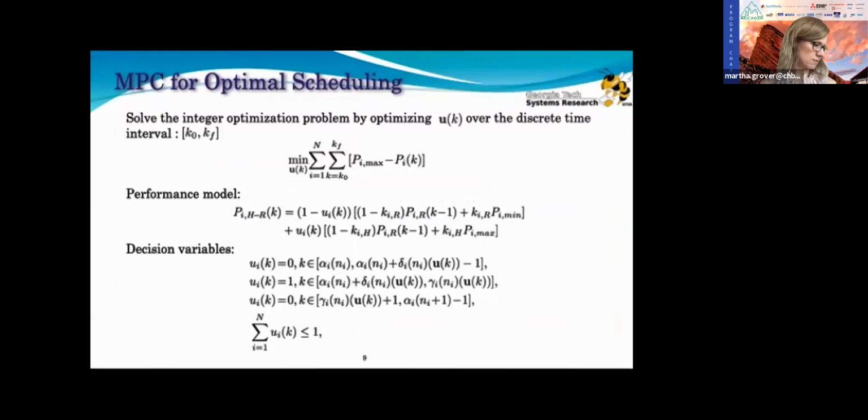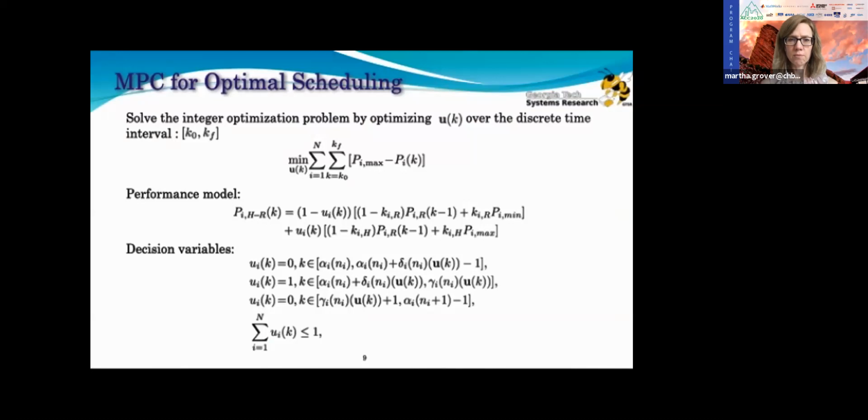With the help of the timing model, we can now formulate an optimal scheduling problem as a model predictive control problem. So we want to use the timing model and the robot performance model to predict the performance of robots in a finite time window. And then after we decide the optimal schedule, we apply the first instance of the schedule, and then we move the horizon forward and redo this process. So here our MPC cost function is formulated to maximize the overall performance of the robots.